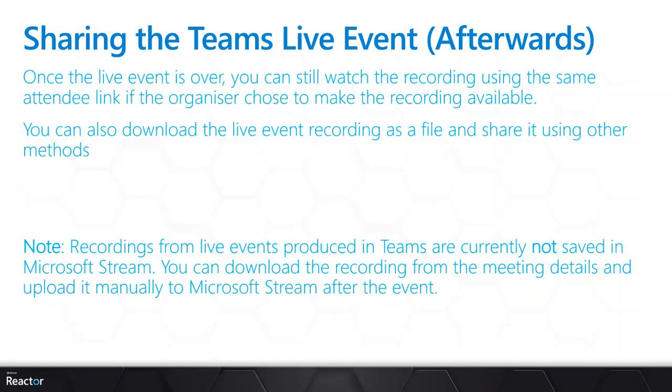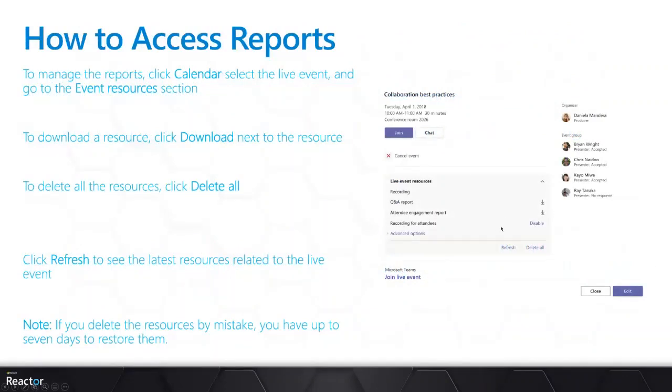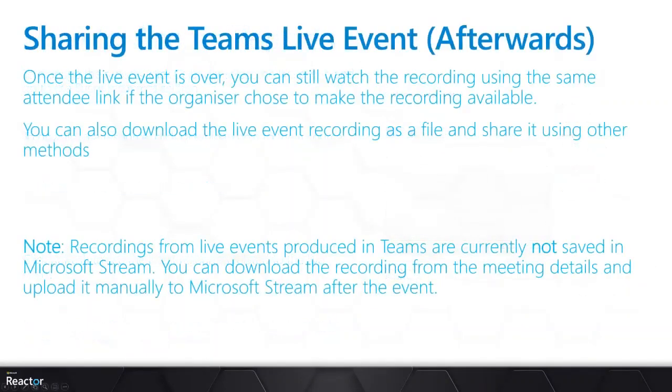If the recording's been set to enabled here, where you've got recording for attendees, then if someone joins the link after the live event has gone on, they will still have the option to watch the live event recording. It will say, sorry, it's not live anymore, but here's the recording of the event if you want to watch it in your own time. You can then also download the live event as a file and share it using other methods, as I mentioned, such as YouTube or other things.